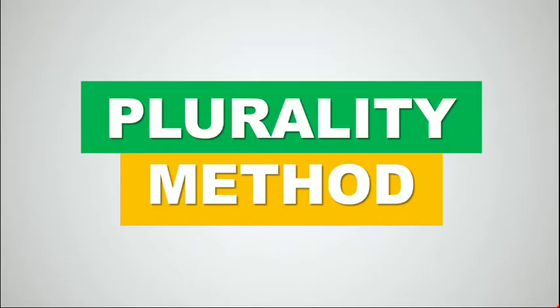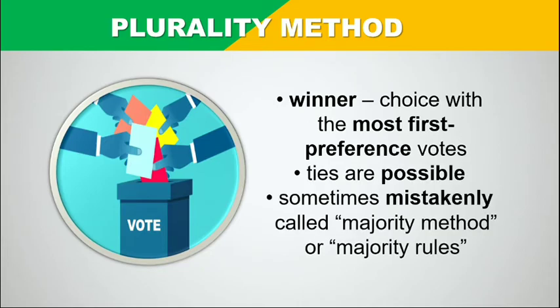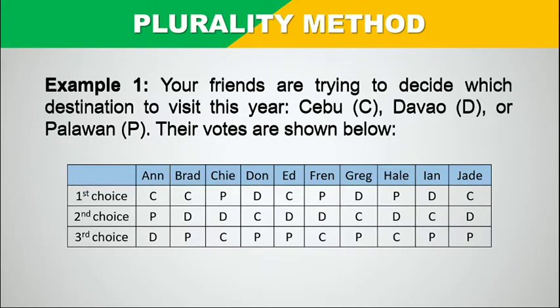Hi guys, in this video, I'm going to explain to you how the plurality method works. Now, the plurality method is a method wherein the choice with the most first preference votes would be the winner. In this method, ties are possible and sometimes it is mistakenly called the majority method or majority rules. Now let's take this example for you to understand how this method works.